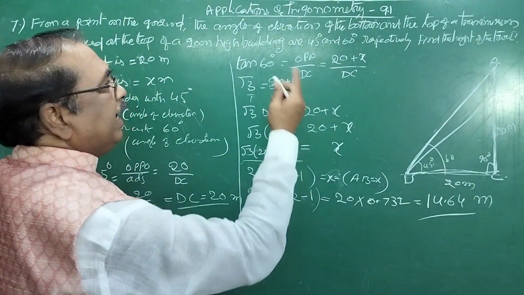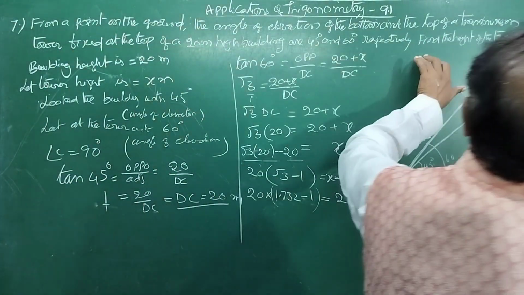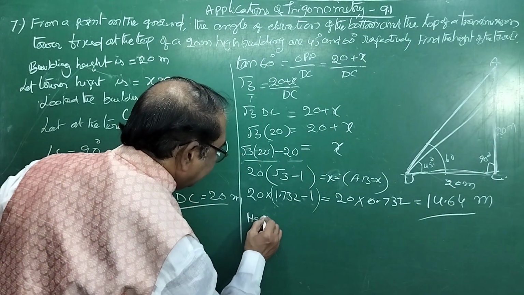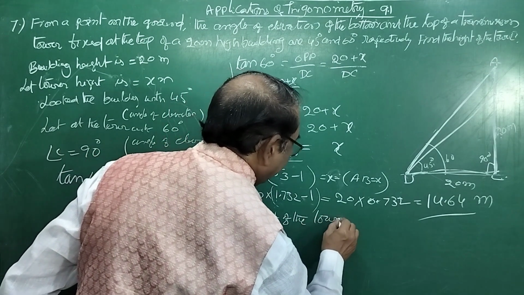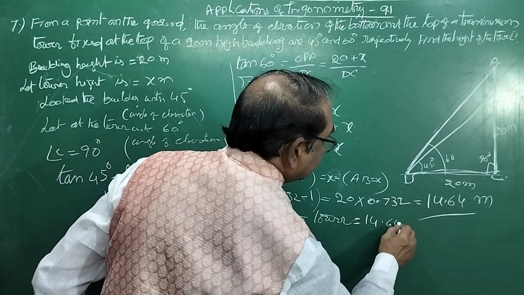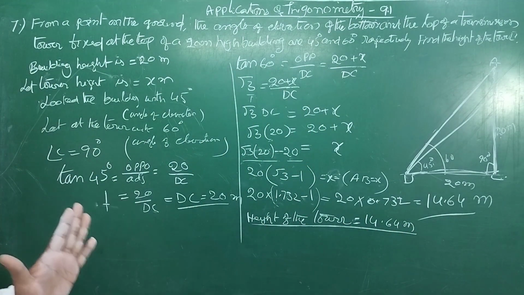What was asked is the height of the tower. The height of the tower is 14.64 meters. Are you able to understand? It is a very easy, simple problem.